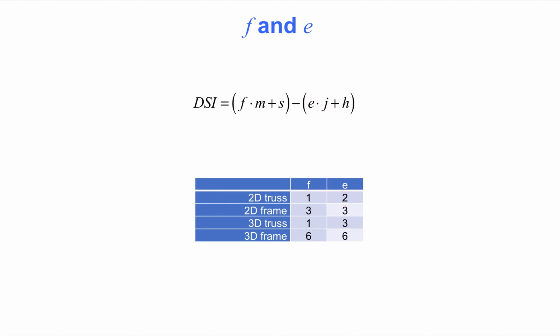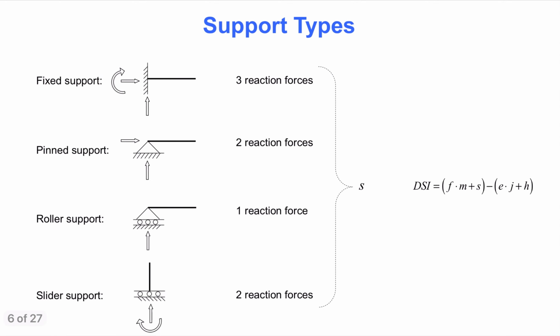To learn how to count those numbers, namely the number of members and number of joints, it might be best to look at examples. But for now, it can be said that every member will be attached to one joint at both ends. On the next slide, we address the number S, which is the number of support reactions. That number will depend on the support type.